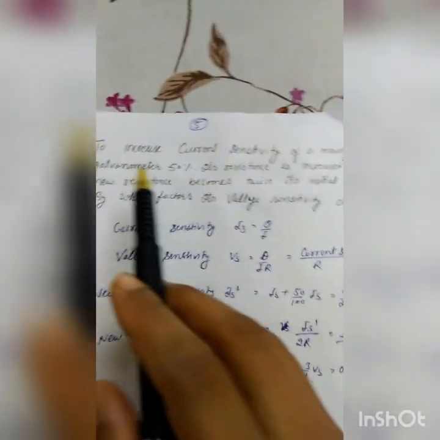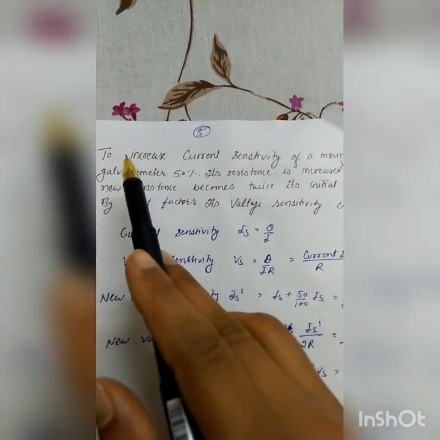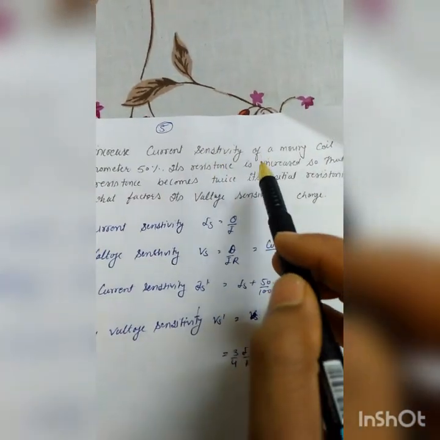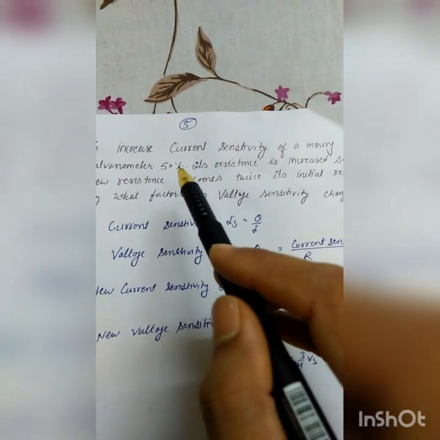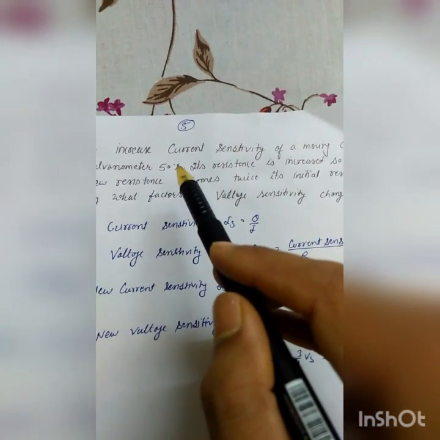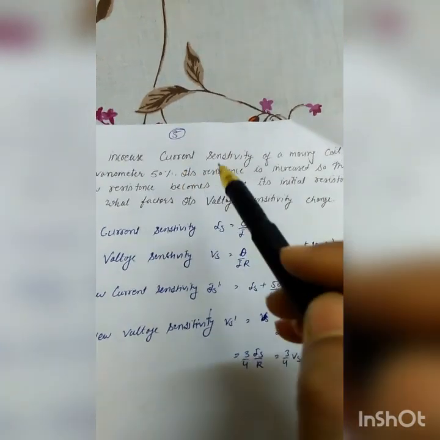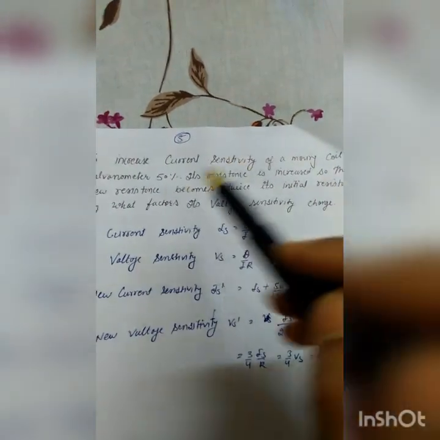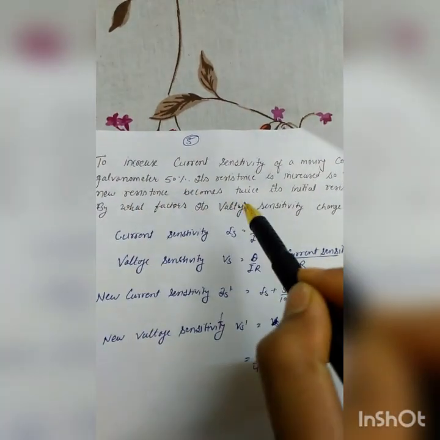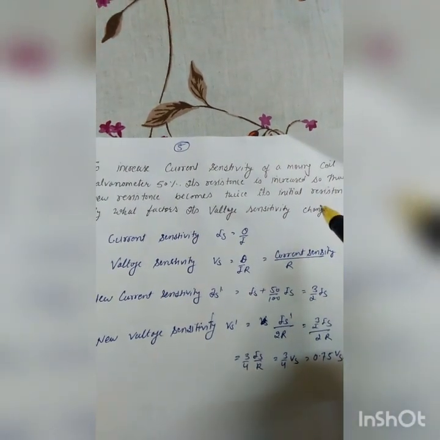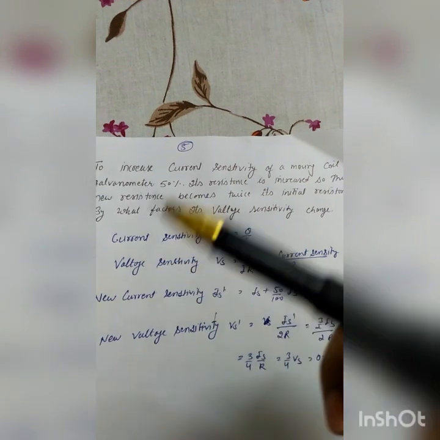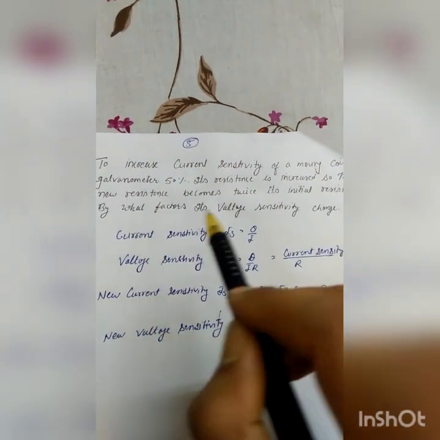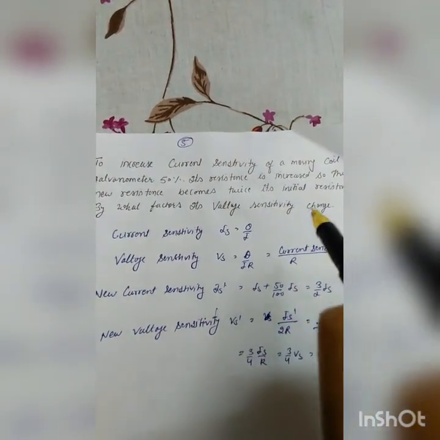Next, we have a question that is very, very important. The current sensitivity of a moving coil galvanometer is increased by 50%. Its resistance is increased so that the new resistance becomes twice its original resistance. Whenever you increase the current sensitivity, its resistance becomes double. By what factor does its voltage sensitivity change?